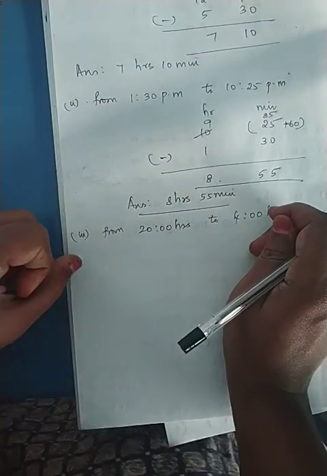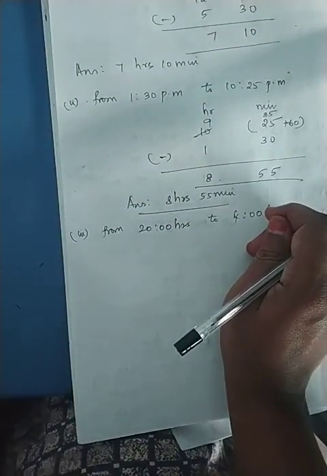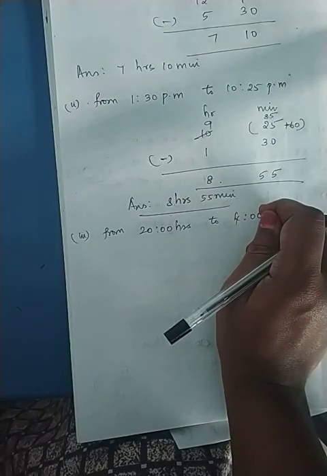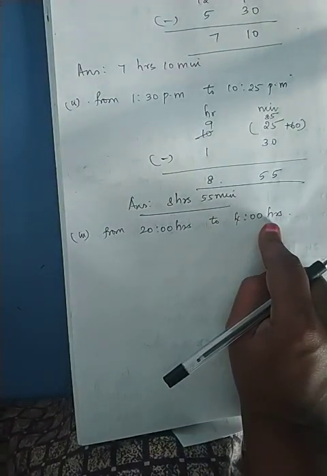First one is 20 hours. So what is this 20 hours? 20 hours is in the evening. Evening, how many hours? It is 8 o'clock. Evening 8 o'clock till morning 4 o'clock.